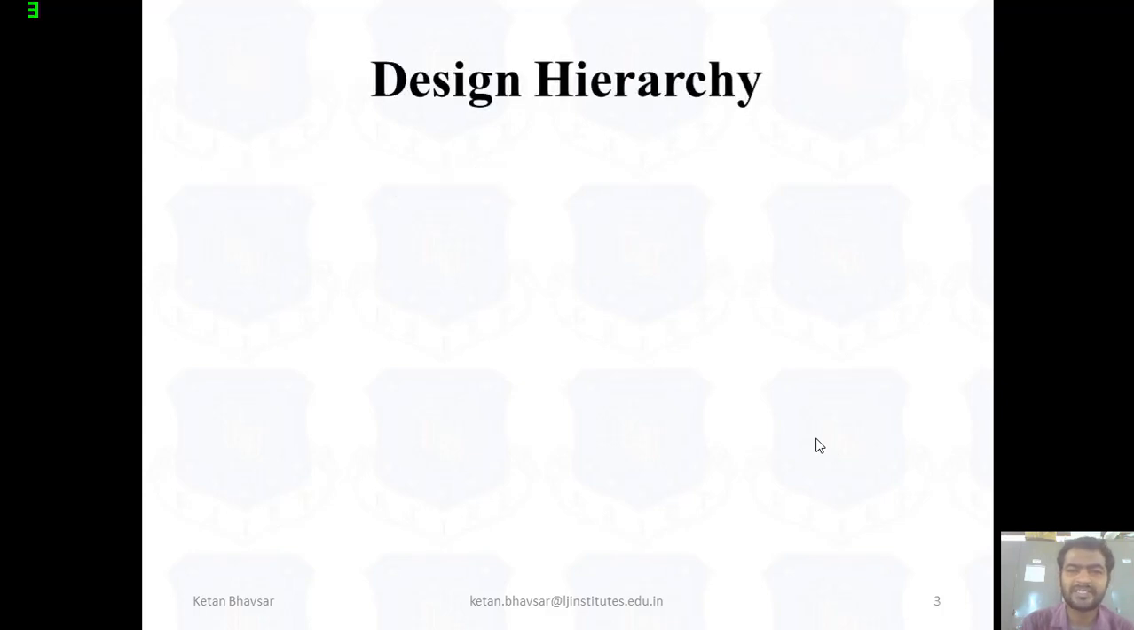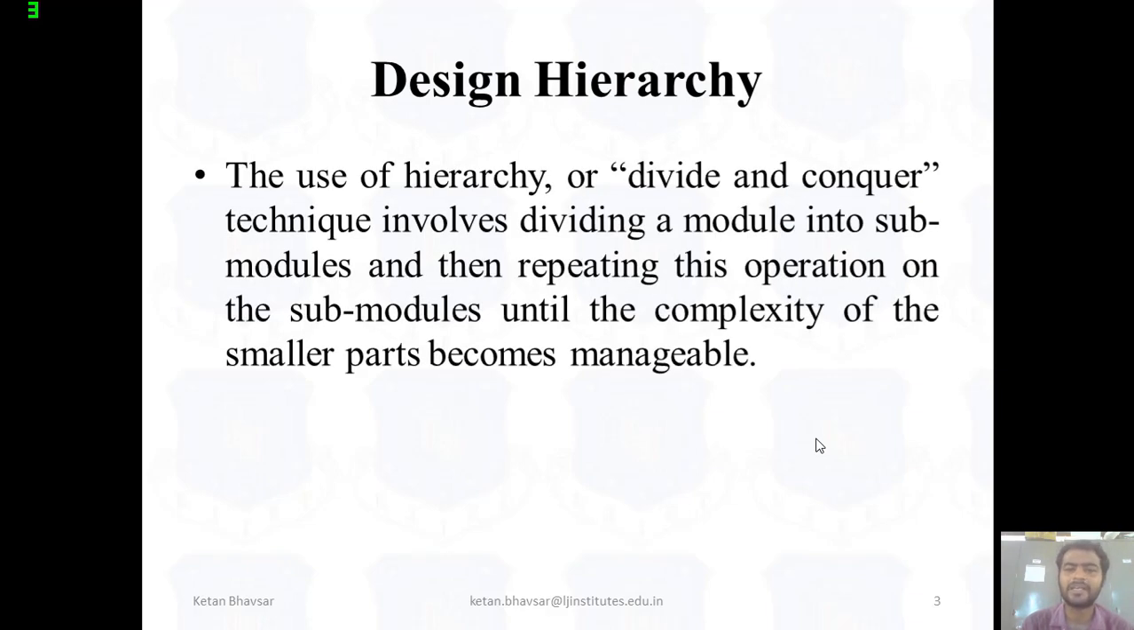In this session, we discuss the first topic, hierarchy. What exactly is design hierarchy? The use of hierarchy, or divide and conquer technique, involves dividing a module into submodules and then repeating this operation on the submodules until the complexity of the smaller parts becomes manageable.